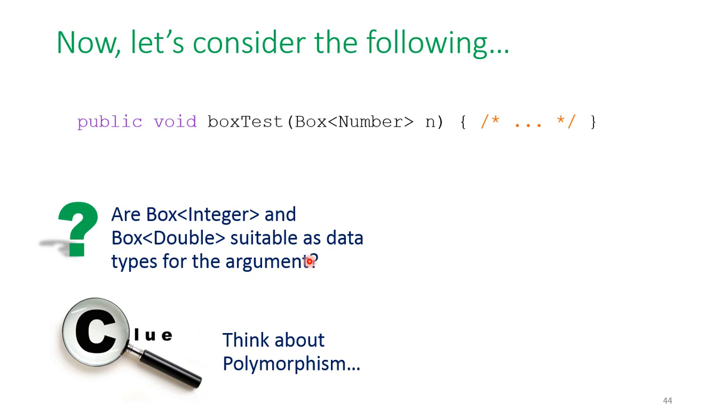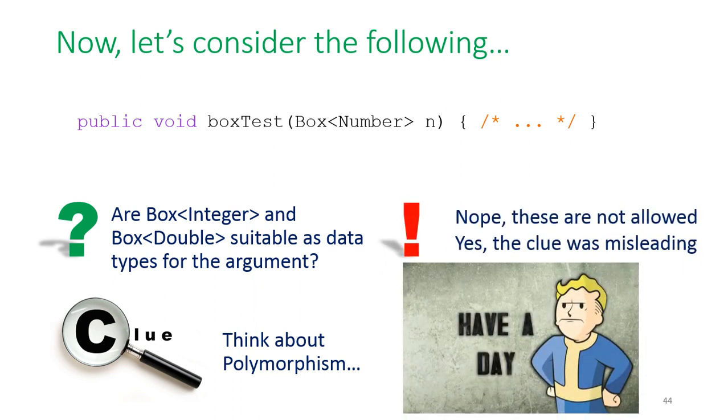Well, a box is a box, and a box of double should be a subclass of box of number, because double is a subclass of number. So if you are thinking about polymorphism when looking at this question, and you are basing your answer on every example that we've seen so far, most likely you're going to say, yes, these data types are suitable as arguments, okay? Unfortunately, this is where the trick is.